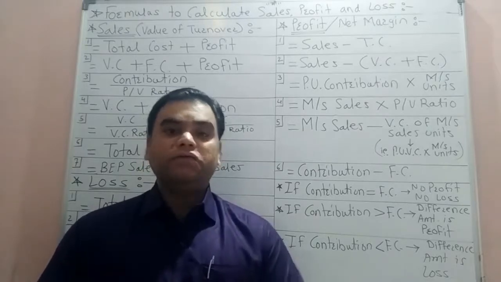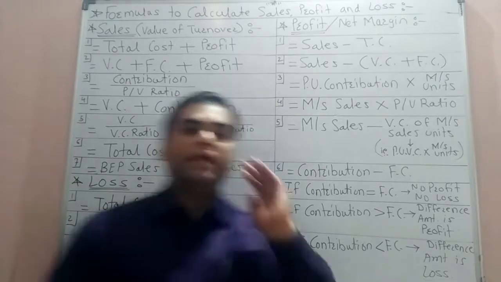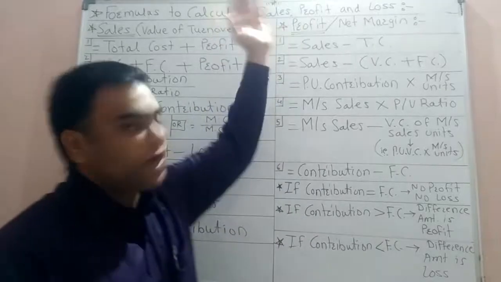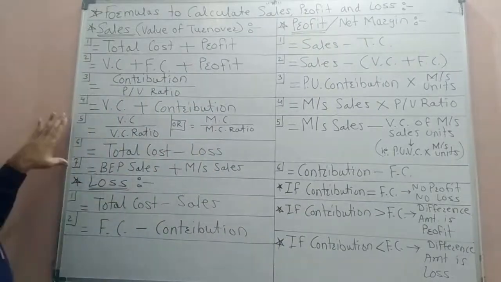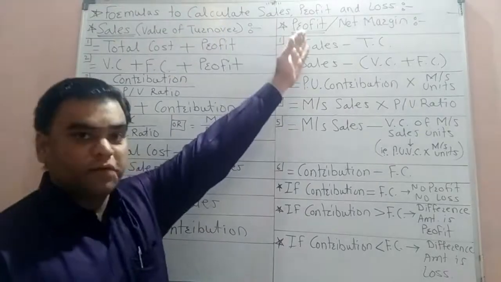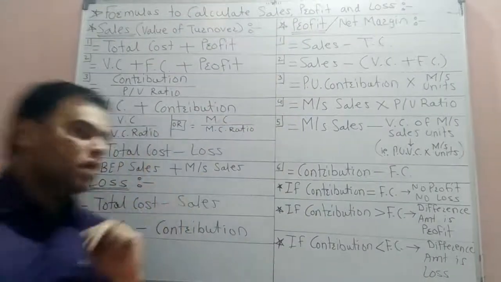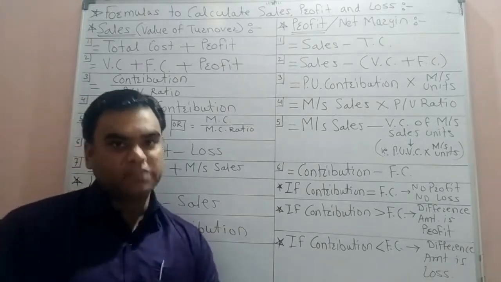Now today we are going to discuss various formulas to calculate sales, profit and loss. So today we are going to discuss a total of 7 formulas to calculate sales, 6 formulas to calculate profit, and 2 formulas to calculate loss. So let's start with sales.